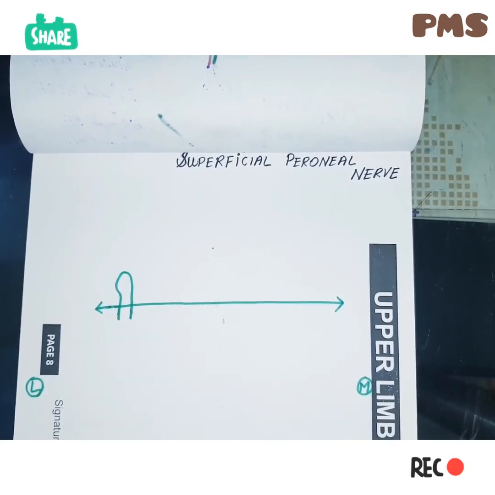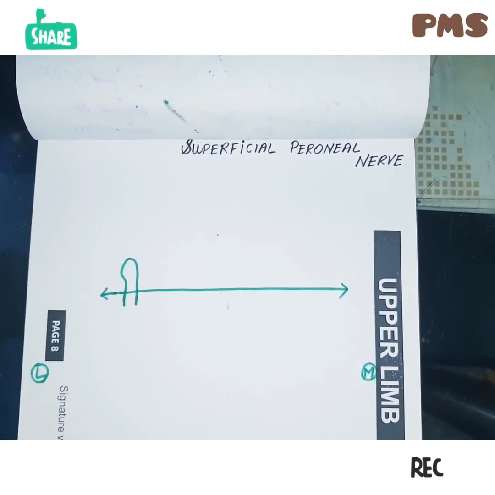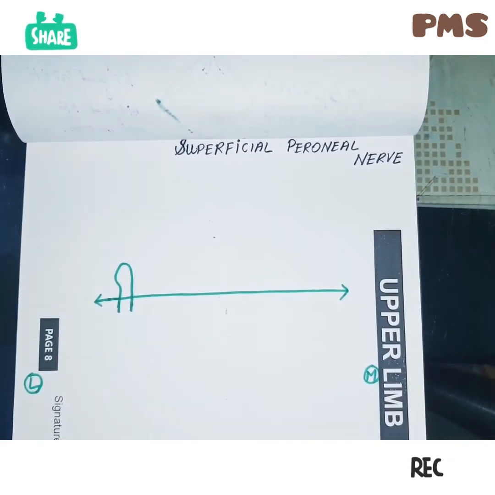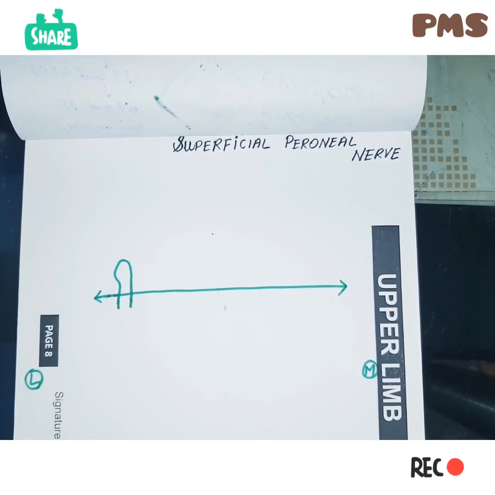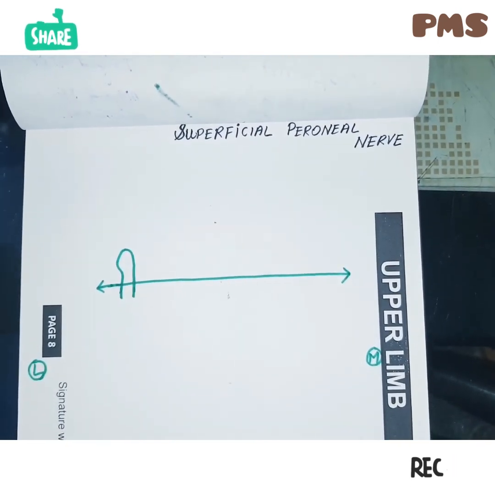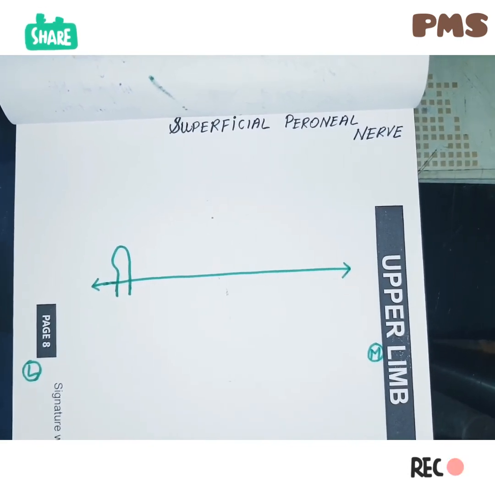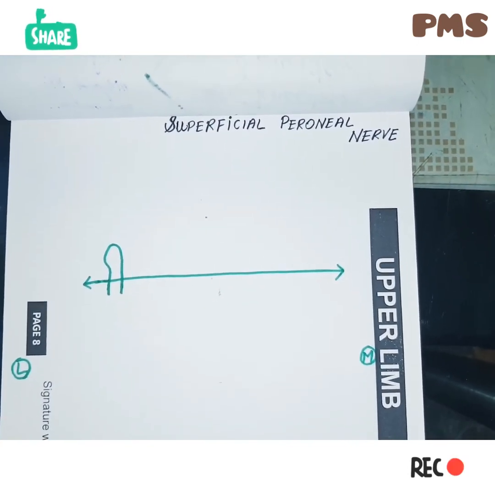Today we are going to talk about the superficial peroneal nerve and we are going to study it thoroughly. First of all, let us talk about the introduction of superficial peroneal nerve. The superficial peroneal nerve is the main nerve of the lateral compartment of the leg.